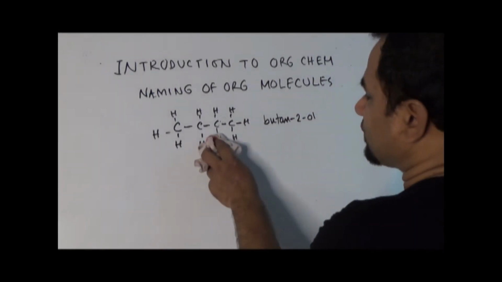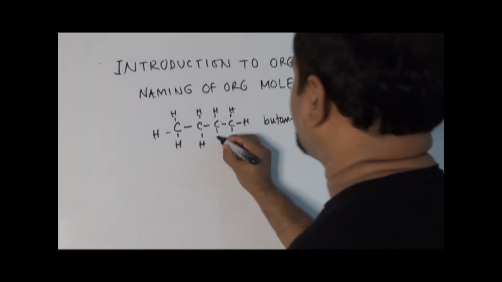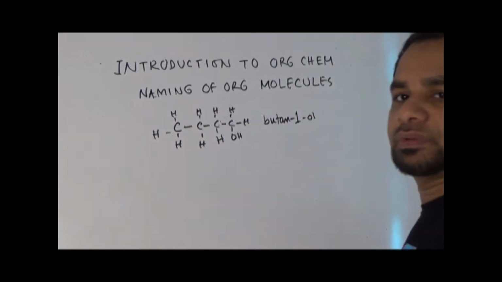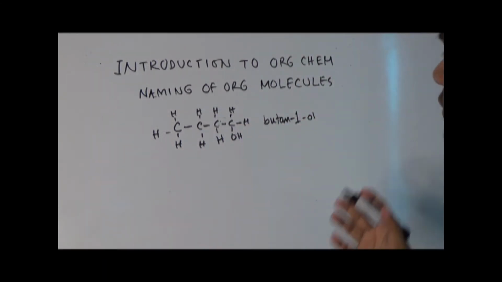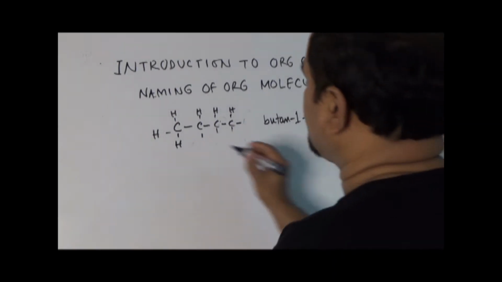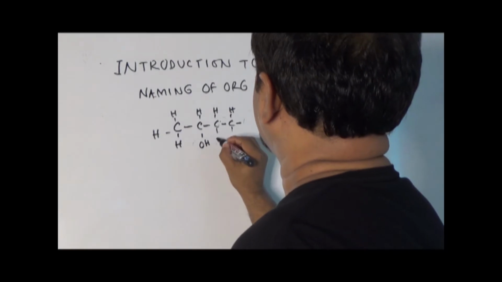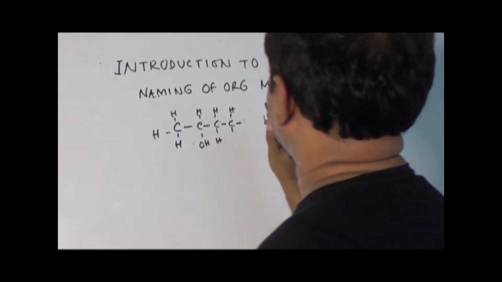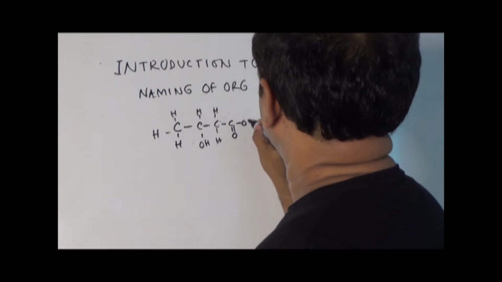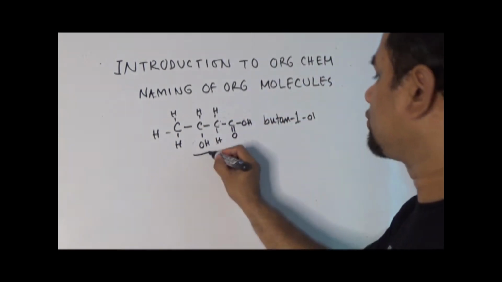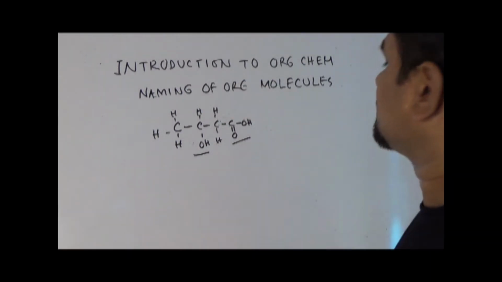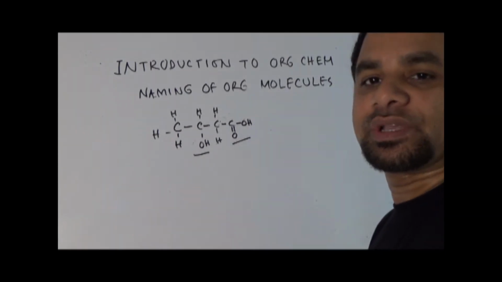We can also name this one. If we give the functional group here, the naming will be butan-1-ol. If we have more than one functional group, like we are giving here OH, and here we want to show, here you have two functional groups. The first one is carboxylic acid, another one is OH.